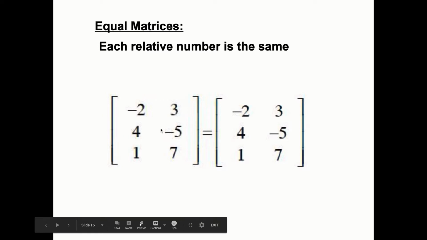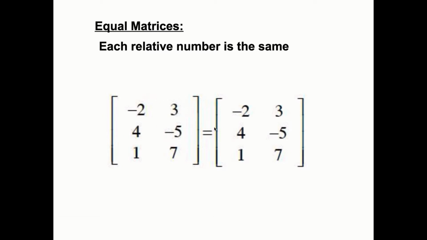Equal matrices are when each relative number is the same. So notice in every location the numbers match, so you can say these matrices are equal.